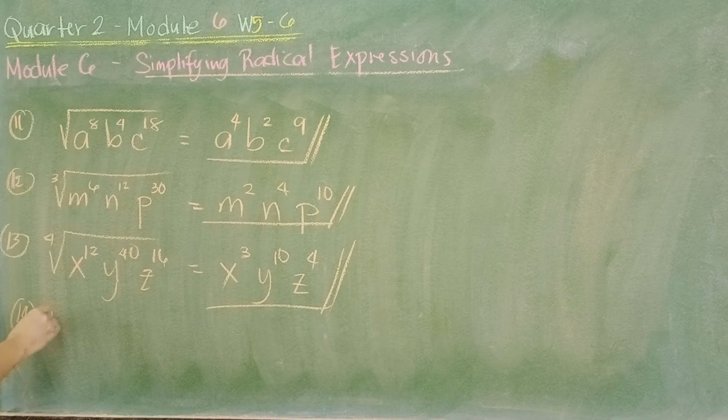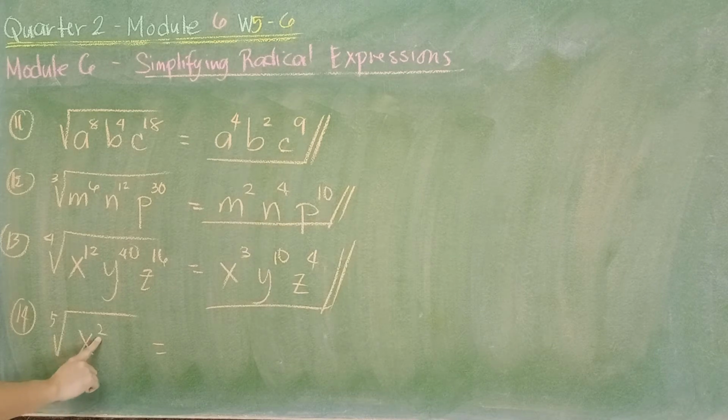halimbawa, 5th root of x raised to 2. Paano yung 5th root of x raised to 2? Pwede mo bang divide yung 2 sa may 5? Now, kapag mas mababa na yung exponent dito sa loob kumpara doon sa index, hindi mo na siya pwedeng i-divide. Kailangan, as much as possible, yung exponent dito sa loob, mas mataas kaysa doon sa index.